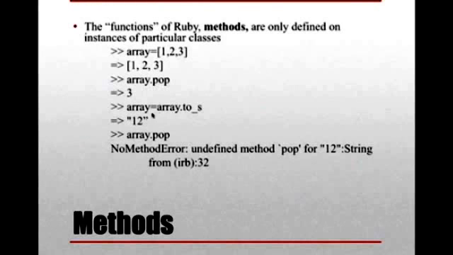But if I convert the array to a string using this to_s method here, then I get the string 1, 2, because the 3 isn't popped off. So we get a string 1, 2. If I then try to pop the array, it doesn't work because pop is not a method that's defined on strings. It's only defined on arrays.